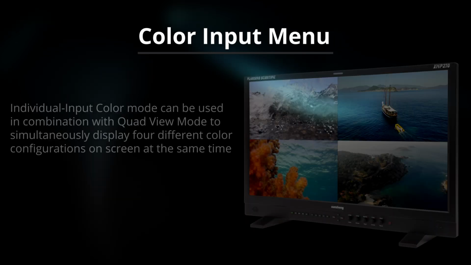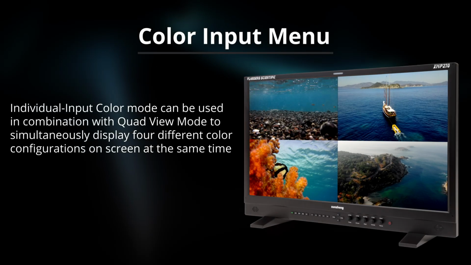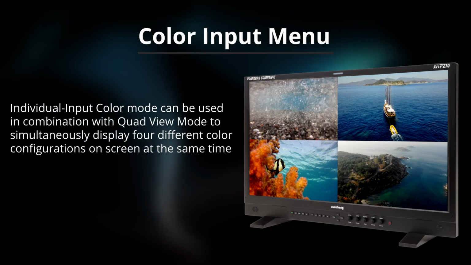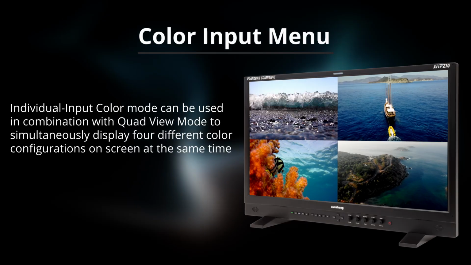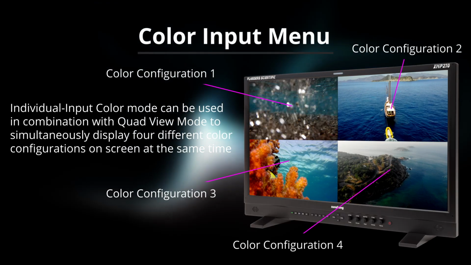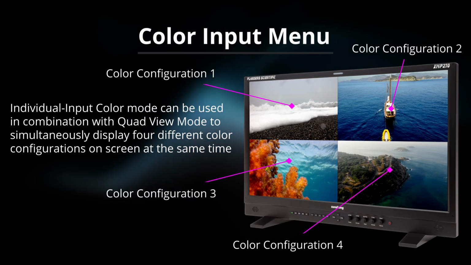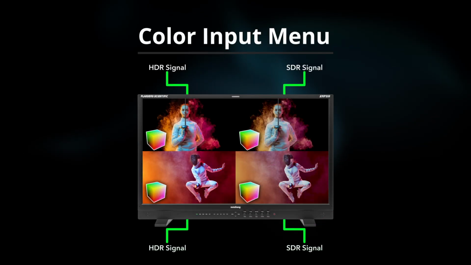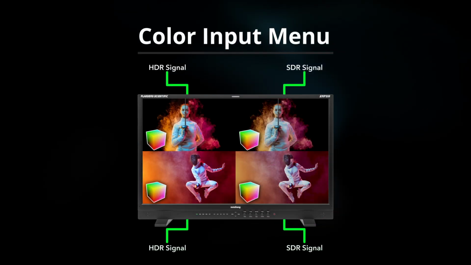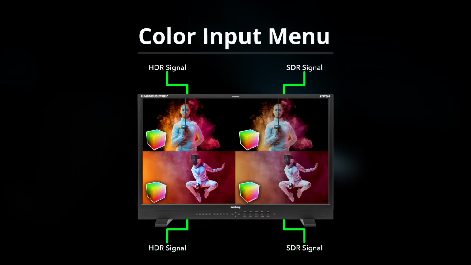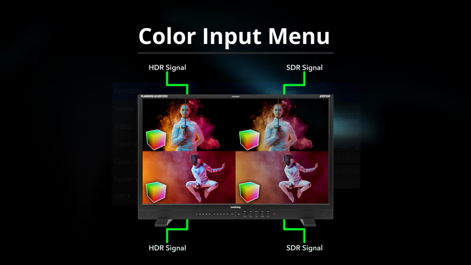The other incredibly significant thing you can do with this individual input color mode is utilize it in combination with quad view mode, so your monitor can be set up to display 4 different color configurations on screen simultaneously. As an example, you could use this to monitor HDR and SDR versions of a camera output on the same display at the same time.